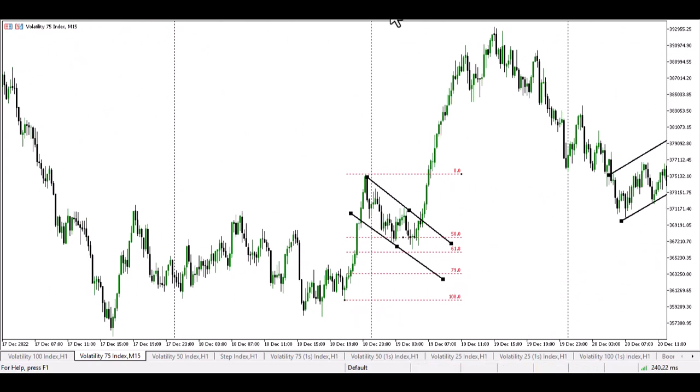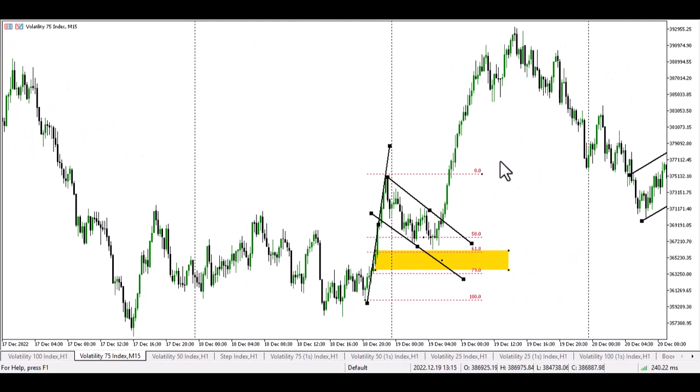Then we have this impulse. This is the first thing that you have to see, the impulse, right? Then we have price retracing back in a channel, as you can see here on your screens, right? Then you can mark the 61.8 level and the 79 and be looking for your entries. And if you have a limit, it is going to get picked at the 61.8 level here.